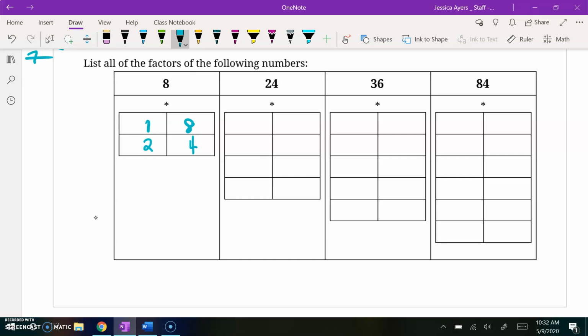So then try 24. So you have 1 and 24, 2 and 12, 3 and 8, 4 and 6, 5 doesn't work, and then you're back at 6, so you know that you're done. Now take a couple of seconds or a couple of minutes and try and do 36 and 84.